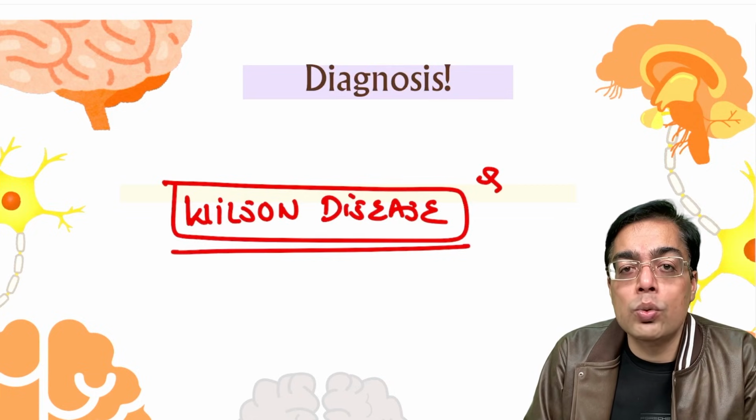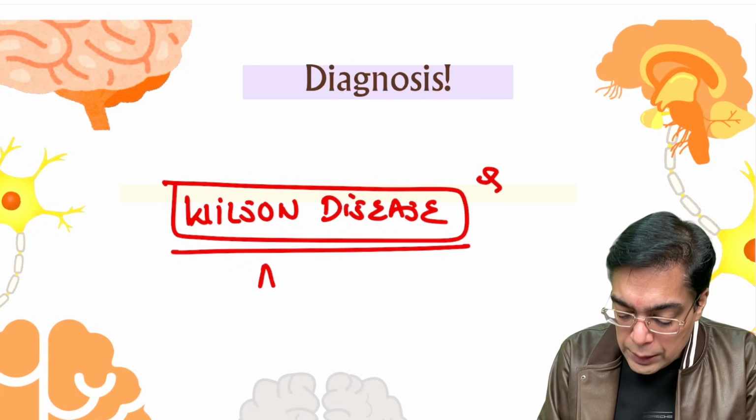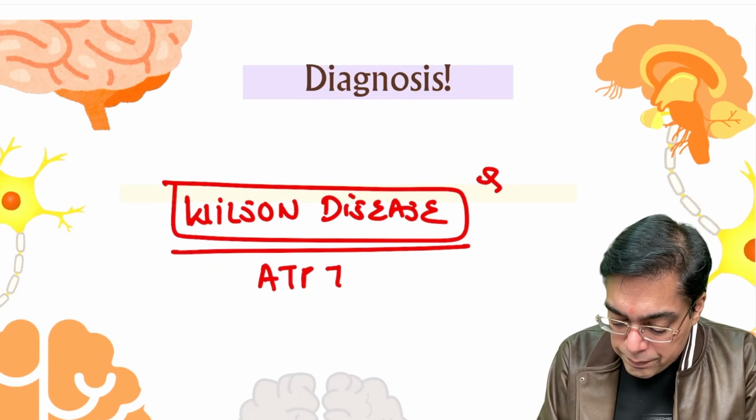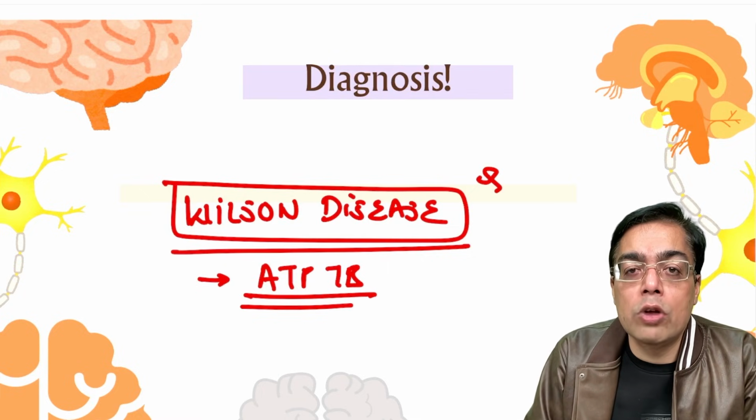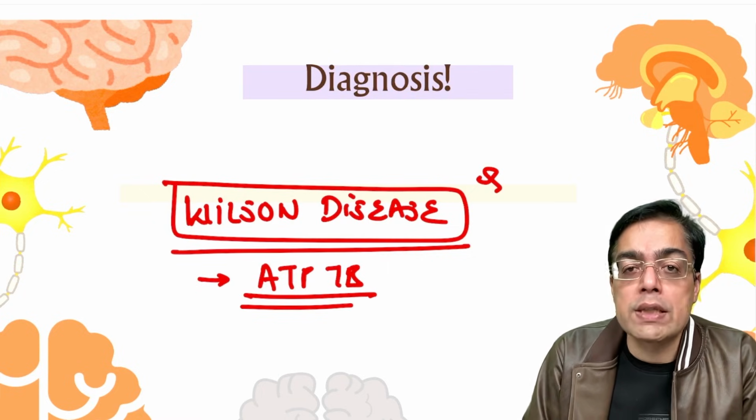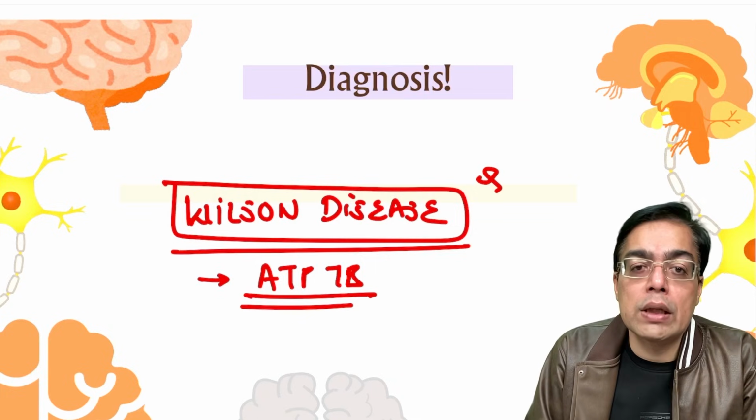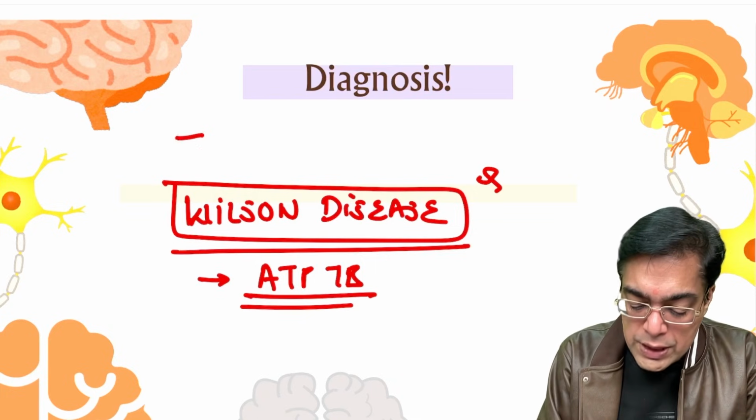is an example of an issue at the level of ATP7B. And this is not to be confused with the problem at the level of ATP7A, which is an example of Menkes disease. What's the other problem that you are having in Wilson's? My patient is having a liver issue.